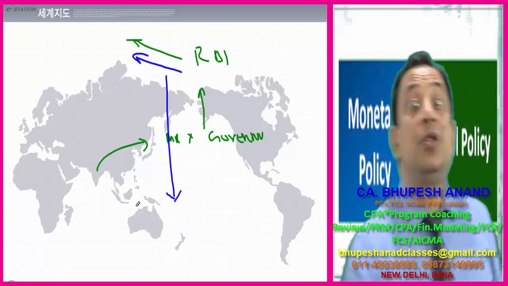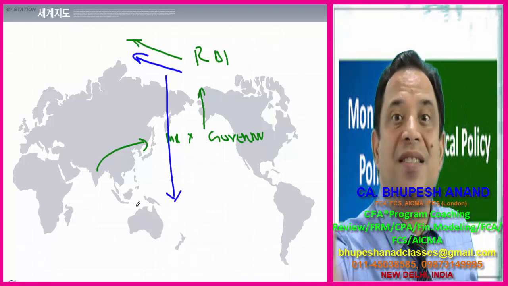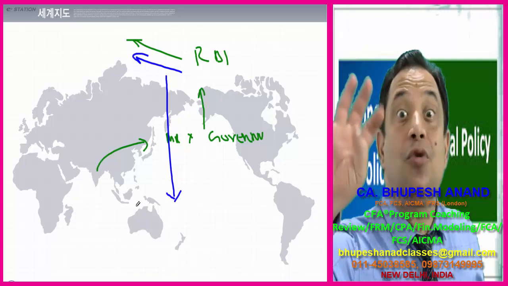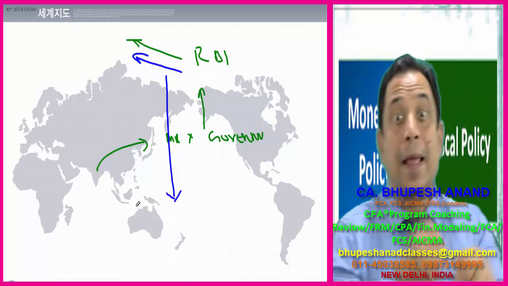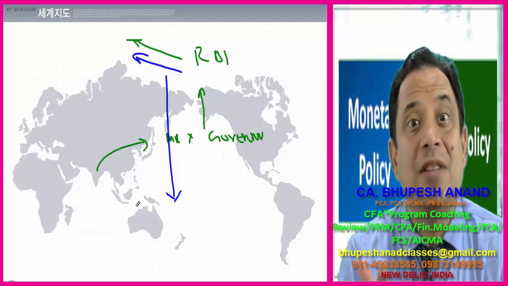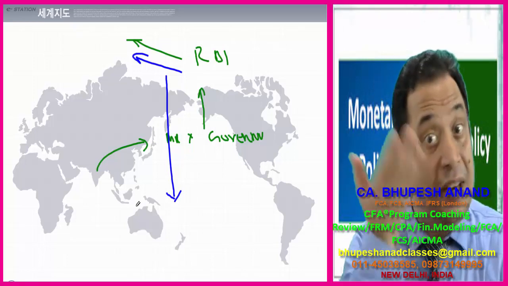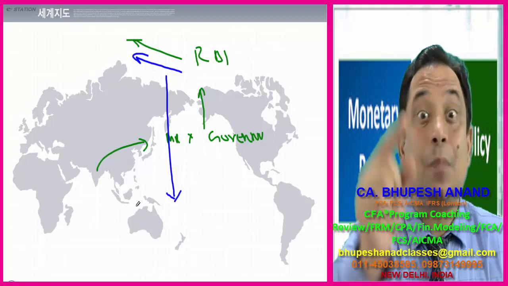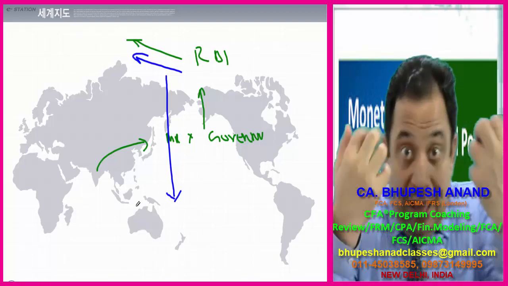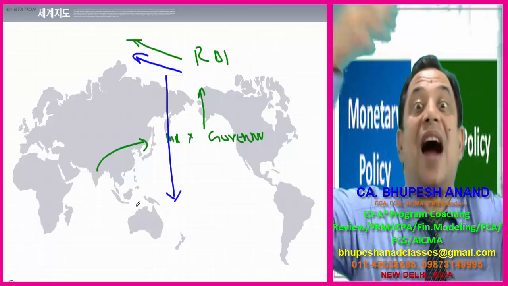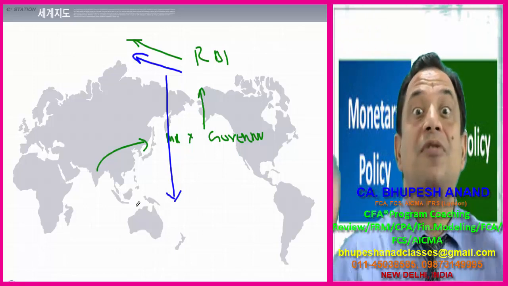It means how many notes should be printed, how much the gold reserve should be, what the repo rate should be, what the interest rate should be, what the borrowing rate should be, whether we should have an expansion in monetary policy or a contraction in monetary policy. When I say expansionary, it means we should decrease the repo rate. If we decrease the repo rate, the borrowing rate will be less. When the borrowing rate is less, the citizens will borrow more. They will take loans, start spending and consuming, and ultimately the economy will flourish like anything.